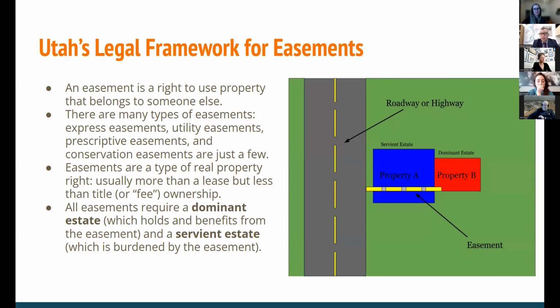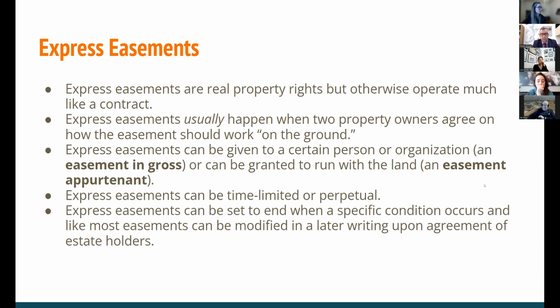You can see in this graphic here, the dominant estate is in red, and that looks like a piece of property that's accessed from a public road via a driveway or a roadway that crosses property A. And so in order for the dominant estate owner to access his or her property, they need an easement across property A, which is the servient estate. Basically what they have is a right to use that roadway to access their property, and that is the easement. So if you could advance the next slide, Carly.